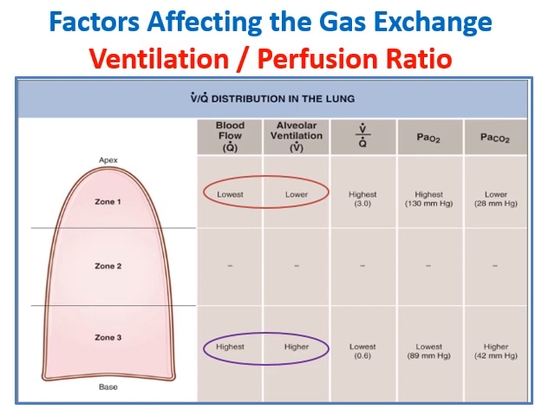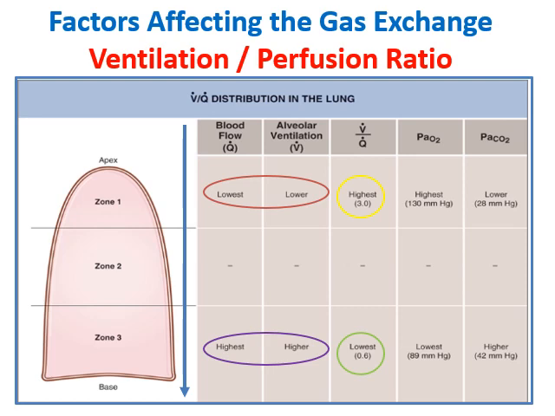So, due to the gravitational effect in the upright lung, we'll find that as we go down from zone 1 to zone 3 in the lung, both the perfusion and the ventilation increase. But the increase in the perfusion is much more than the increase in the ventilation. Therefore, the ventilation-perfusion ratio is highest in zone 1, where it's 3, and lowest in zone 3, where it's 0.6, with an average value for the entire lung being 0.8.